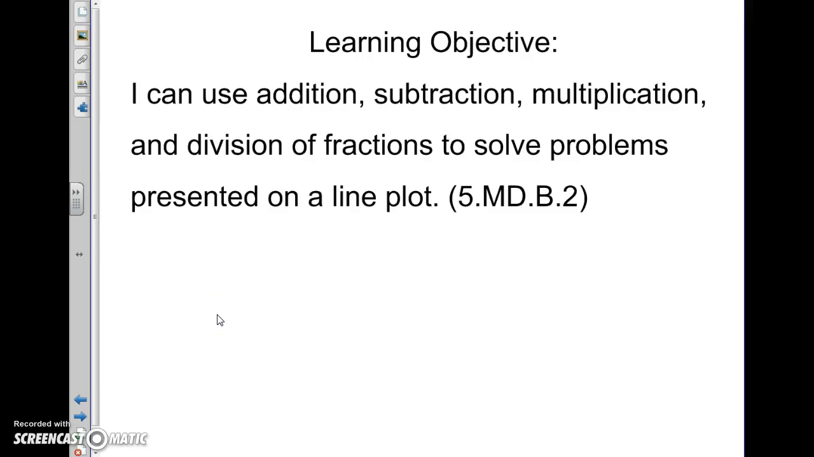Our learning objective today: I can use addition, subtraction, multiplication, and division of fractions to solve problems presented on a line plot. 5th grade standard, measurements and data, B2.